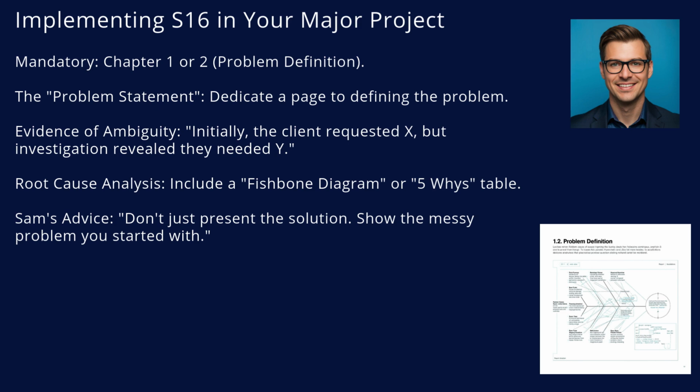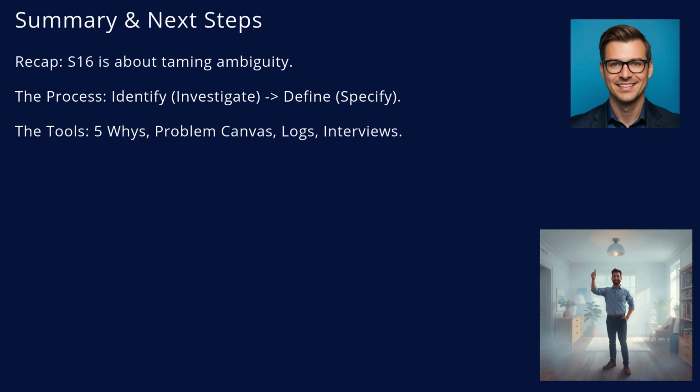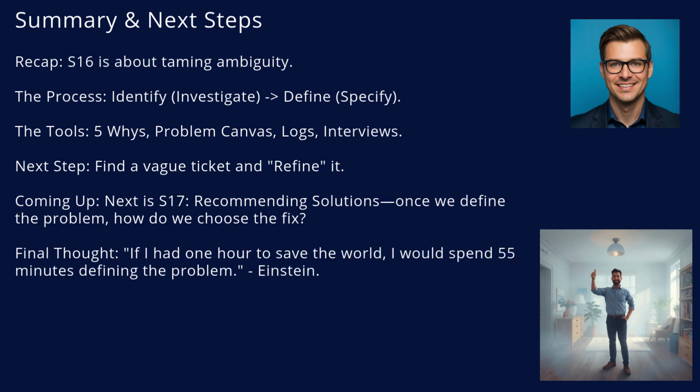Let's wrap up. We've learned that S16 is about taming ambiguity. We identified the process: investigate the noise, identify the signal, and define the spec. We looked at tools like the 5 whys and the problem canvas. Your next step is to find that vague ticket and refine it. Be the person who brings clarity to the team. In our next session, we will look at S17, where we take this defined problem and learn how to recommend the best solution from a range of options. Remember Einstein's quote, "If I had 1 hour to save the world, I would spend 55 minutes defining the problem."